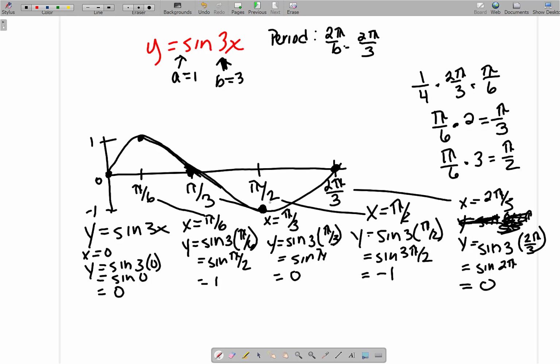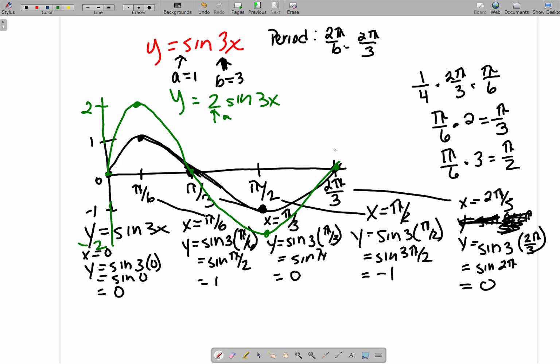Now, what would this look like? Let me ask you this. What would this look like? Y equals 2 sine of 3x. Notice we added an a. All that's going to change is your graph is going to go to 2 and -2. So you'll still have your point at 0, pi over 3, and 2 pi over 3. They'll all be 0. But your pi over 6 will go up to 2, and your pi over 2 will go down to -2. So your graph would look like this.